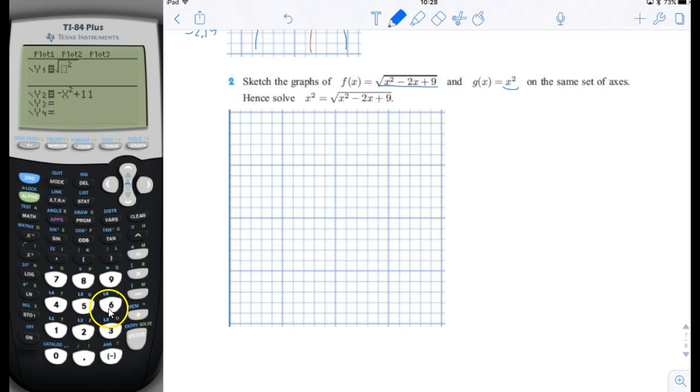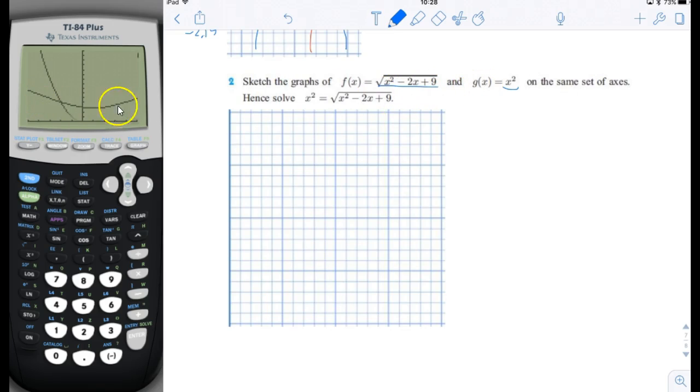x squared minus 2x plus 9. Press the right arrow to get out of the square root sign. And then the other one would be just a plain old x squared. Now graph these two.